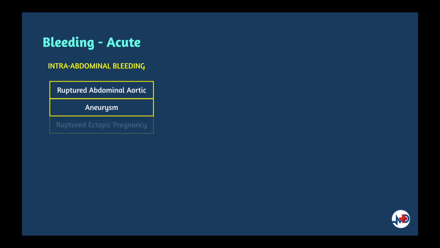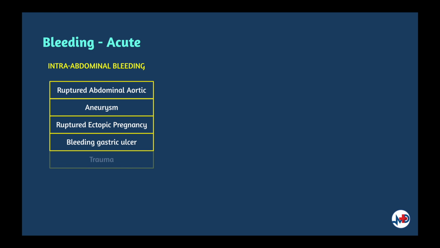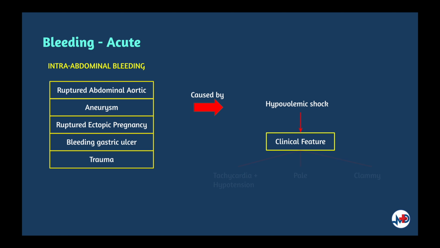Let's look at bleeding. The most serious cause of intra-abdominal bleeding is often the ruptured abdominal aortic aneurysm, which requires swift referral to the vascular team and immediate surgical intervention. Other common causes usually involve a slower rate of bleeding, but urgent surgery will still be required. These include ruptured ectopic pregnancy, bleeding gastric ulcer, and trauma.